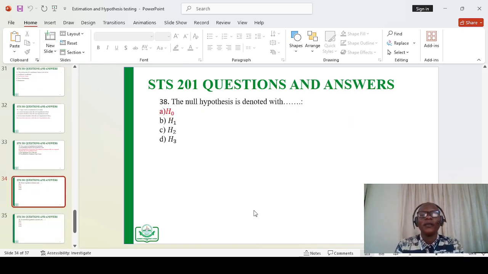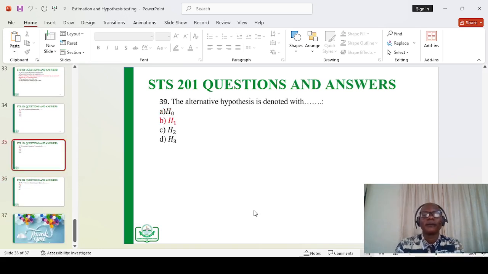The null hypothesis is denoted with H naught. The alternative is denoted as H1. So A is the correct answer. The alternative hypothesis is denoted with H1. So B is the correct answer.